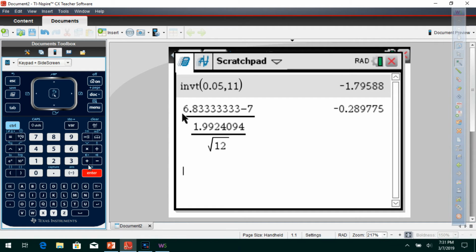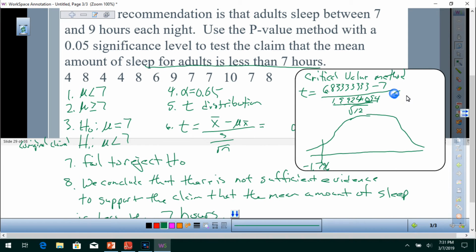And it's negative 0.2897. So I'm going to say that is negative 0.290. Okay, so that's going to be over here somewhere. All right, this being 0, that's going to be over there, negative 0.290.